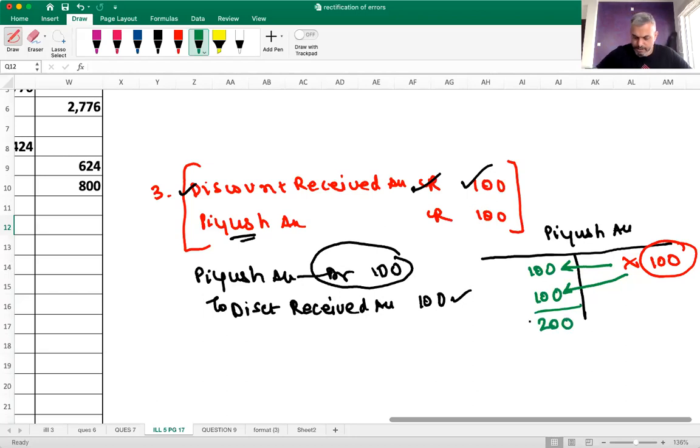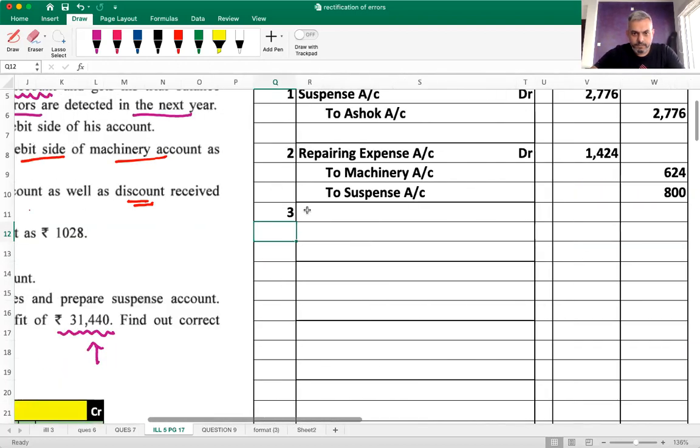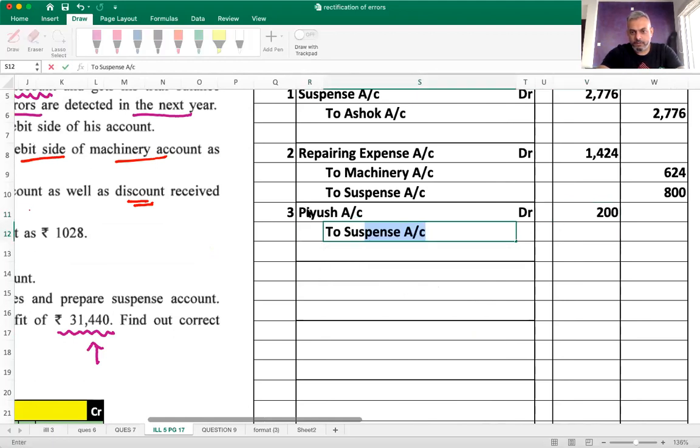So 200, we write to suspense account. The entry will be: Piyush account debit to suspense account credit. Piyush account debit 200 to suspense account 200.